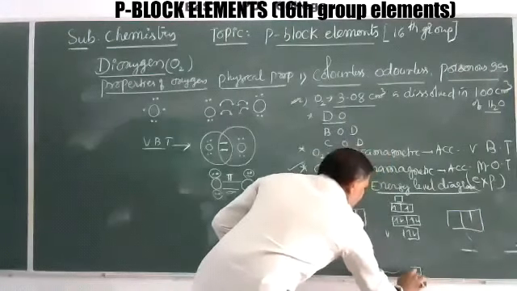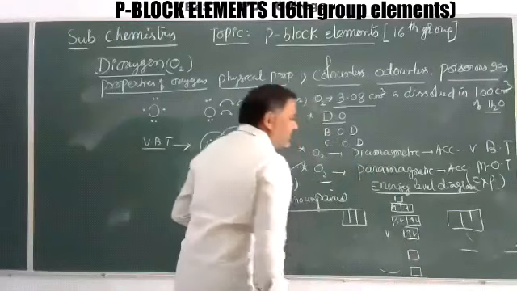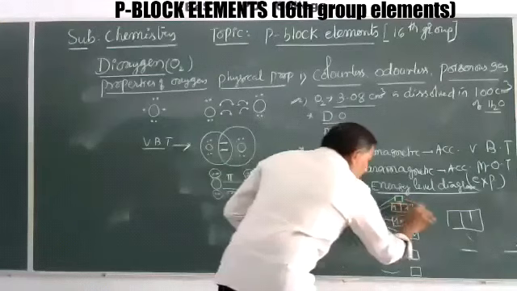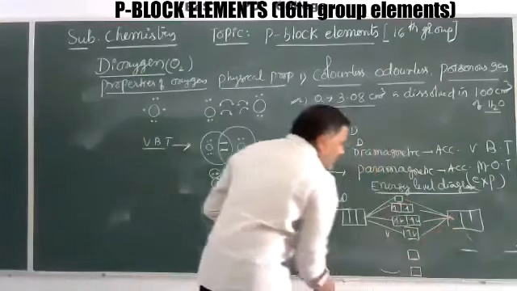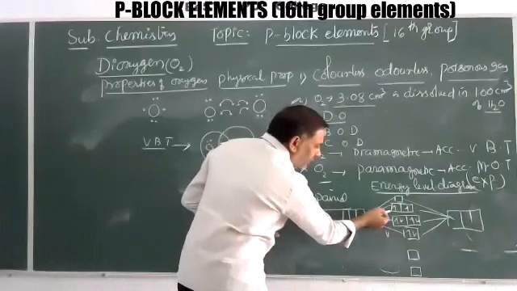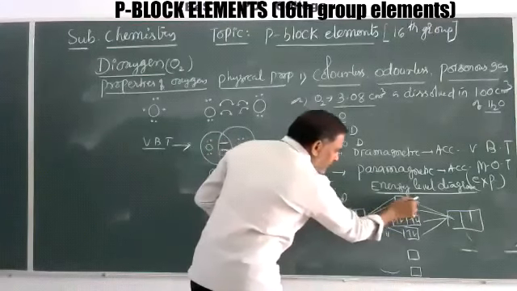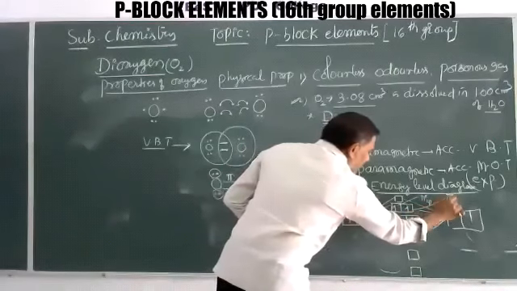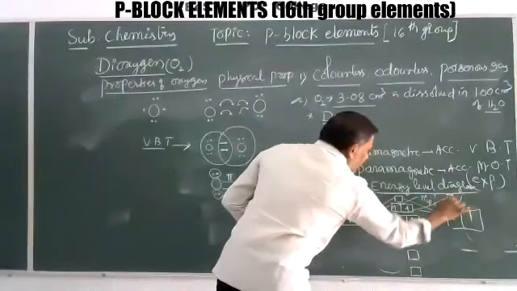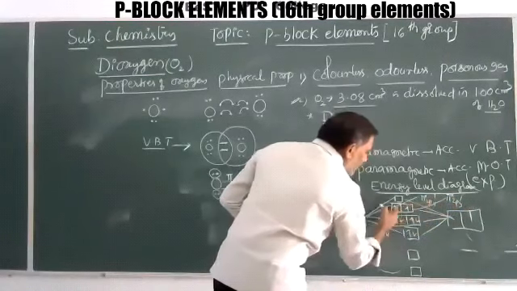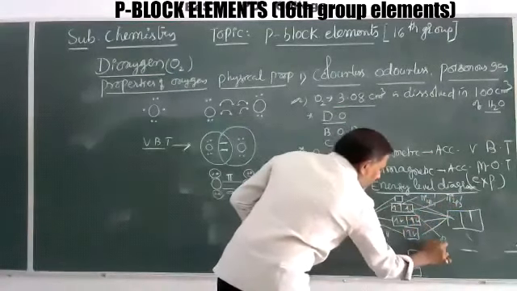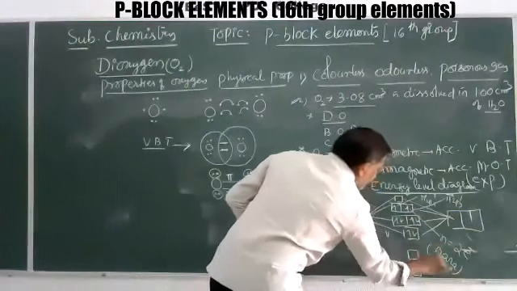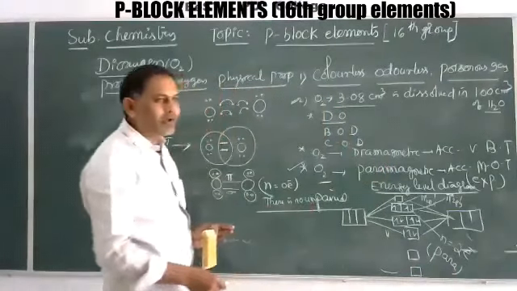Now the lower levels, 1s and 2s, are completed. On the basis of this energy level diagram, we can observe 2 unpaired electrons here. This is pi star 2px and this is pi star 2py. In these pi orbitals, each has one unpaired electron, so the number of unpaired electrons is 2. That's why it is paramagnetic in nature, attracted towards the magnetic field.